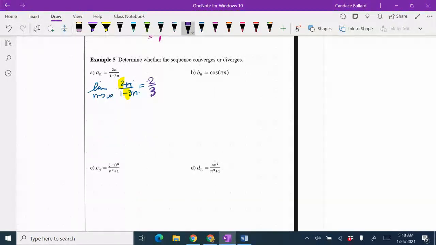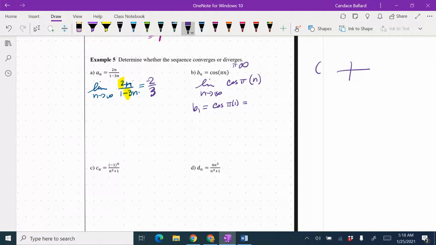Looking at B is a little bit trickier because if I try to put the infinity in there, I get pi times infinity, and we know that that's not quite right. So let's look at this one a little bit closer. It's really the limit as n approaches infinity of the cosine of pi times n. So let's just start plugging terms into it to play with it a little bit. My first term would be cosine of pi times 1, or just cosine of pi. I know cosine of pi is negative 1.